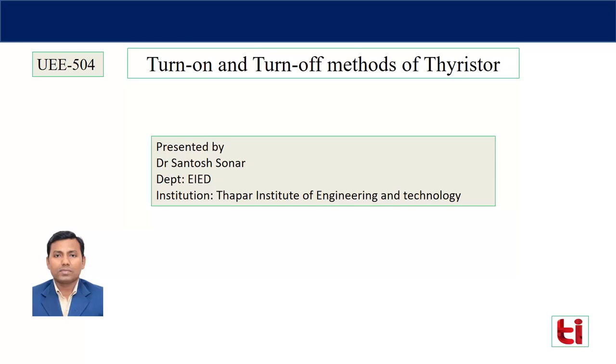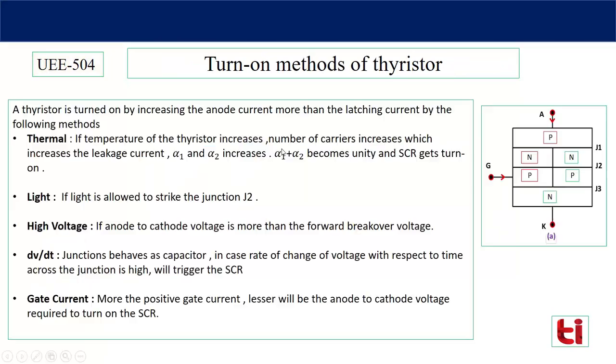Ultimately, to turn on the thyristor, junction J2 has to break down. Based on that, today we will discuss some methods, known as turn on and turn off methods of thyristors. So, turn on methods of thyristors. As we know, a thyristor can be turned on by breaking down the junction J2.